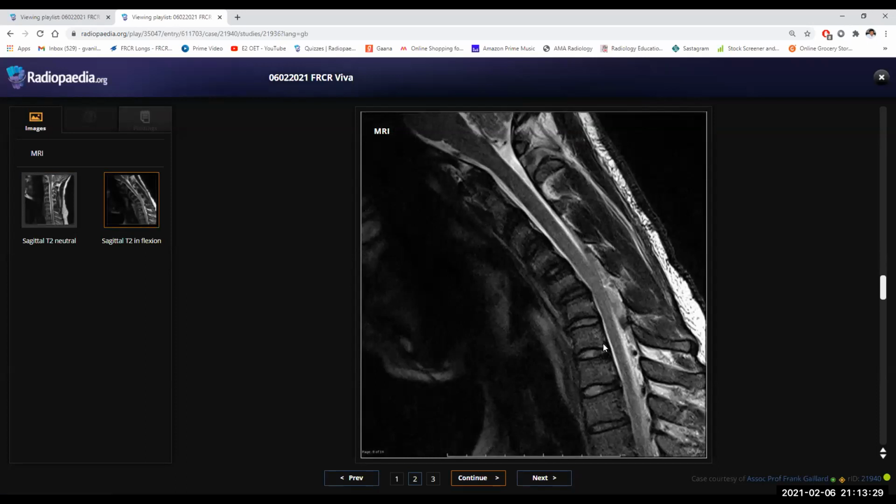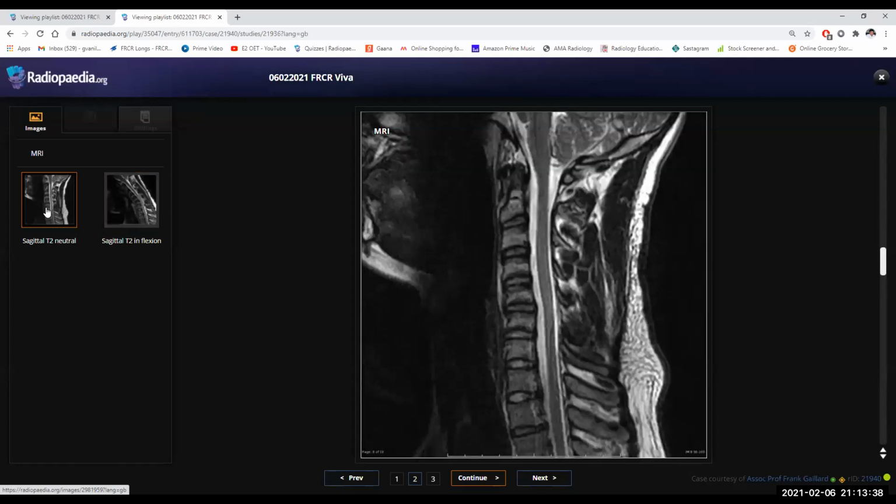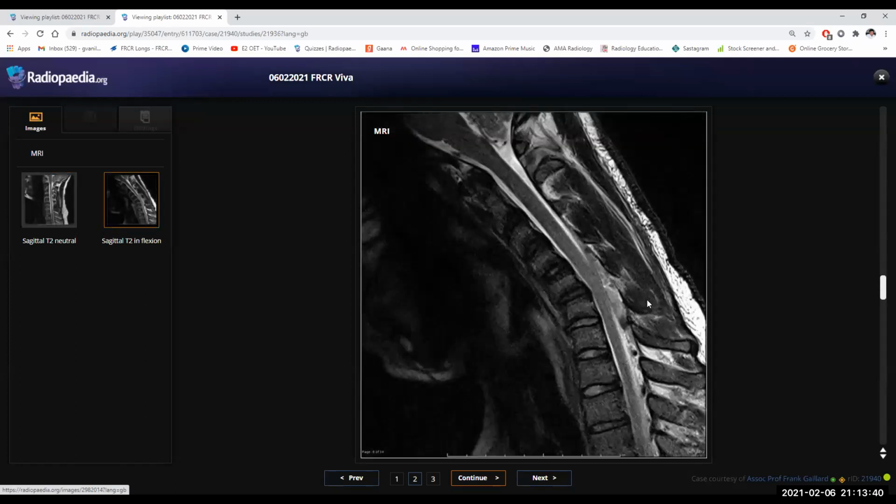Now I can see that in the flexion, the cord is being pushed forwards. There seems to be something in the extramedullary region which is pushing it anteriorly. If I remember correctly, the entity is called Hirayama disease, and the patient would need referral to neurosurgery for further management.